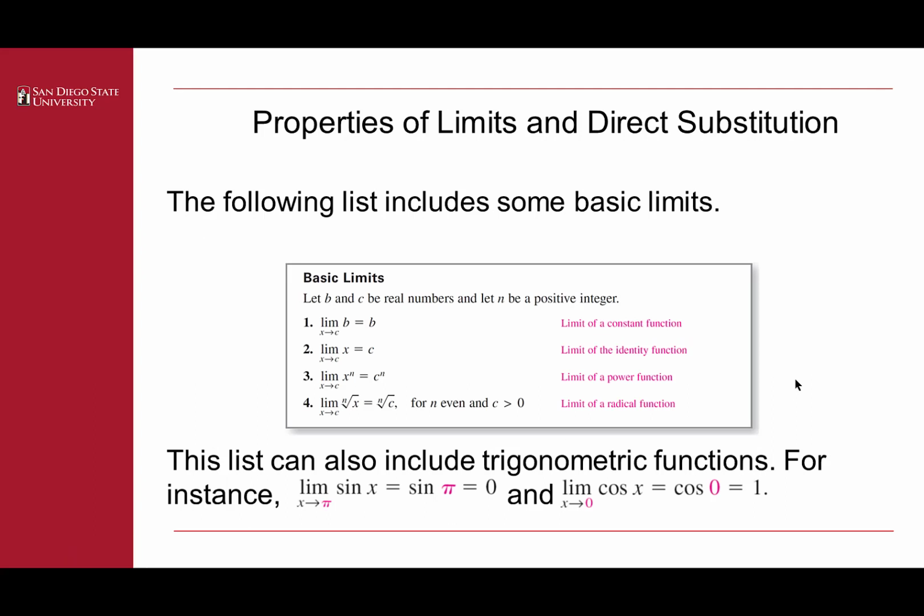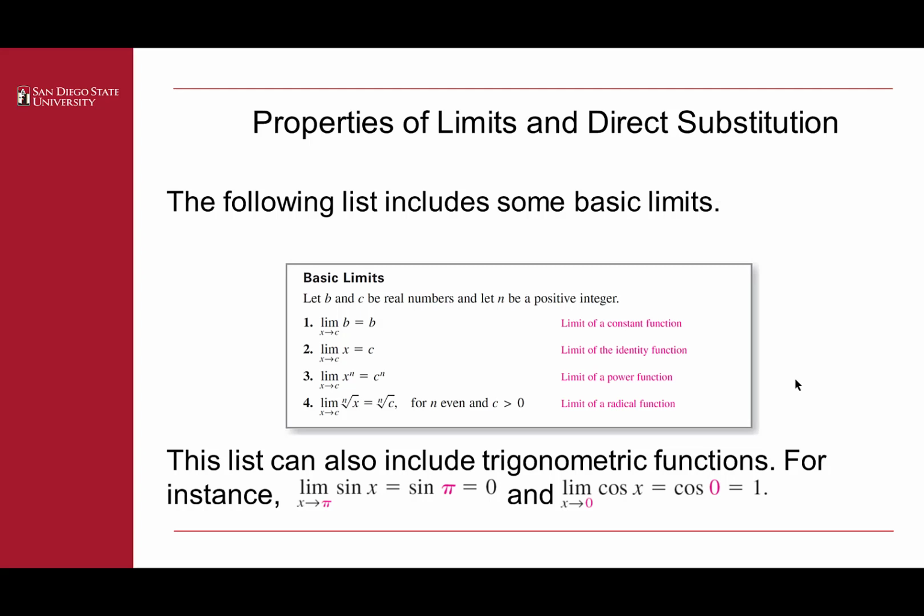The following list below includes some basic limits, which are very handy to memorize. Let b and c be real numbers and let m be a positive integer. Limit of a constant function can be defined as the limit of b where x approaches c equals b again. So the limit of a constant function would be the same as that function.